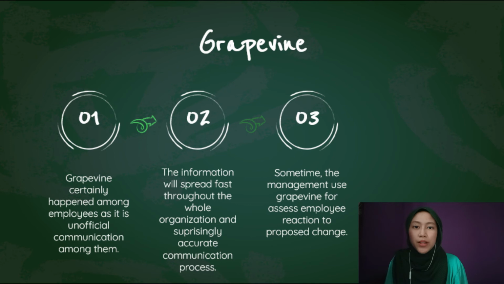Since horizontal is more of an informal communication, grapevine will certainly happen among employees. The information will be spread fast throughout the whole organization, but the information might be unfounded rumor. Sometimes the management use grapevine to assess employee reaction to proposed change. For example, the manager gets to know their subordinate responses about their new policy. Thus, the information or the feedback will be obtained quicker than using the formal method.